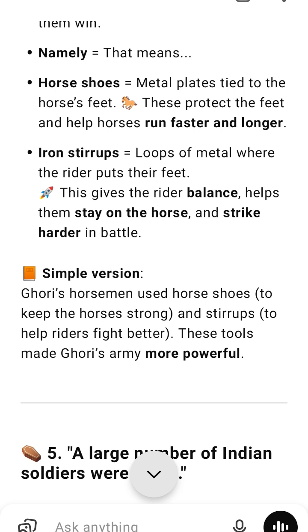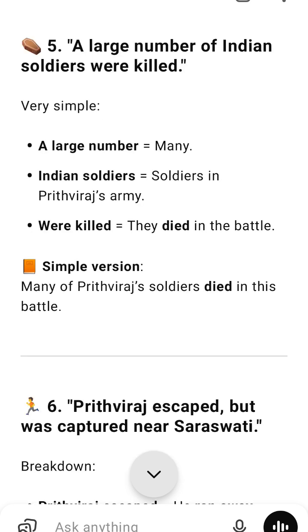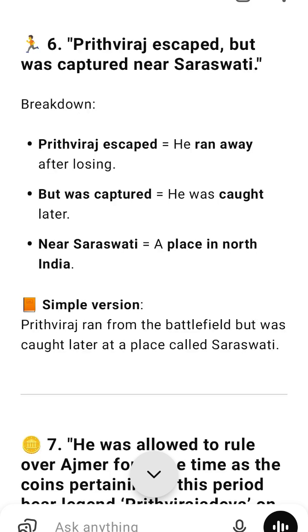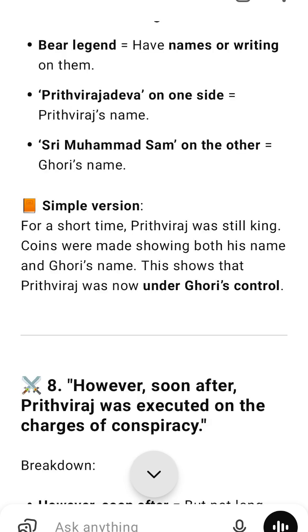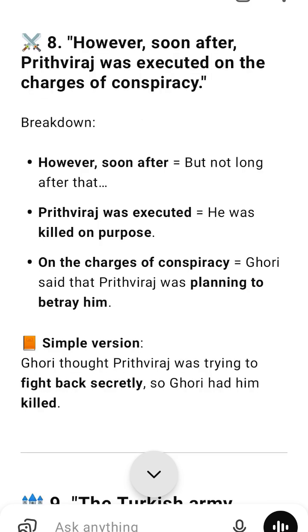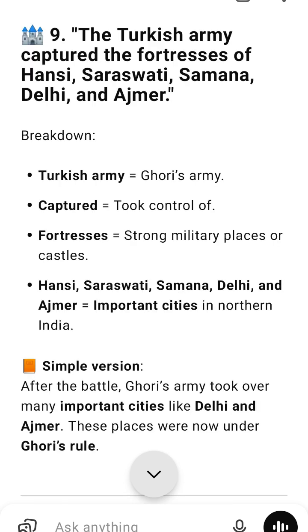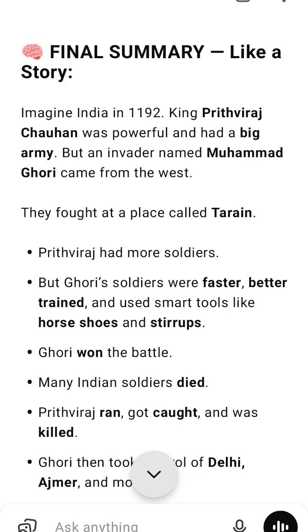What happened to Prithviraj Chauhan? Prithviraj escaped from the battlefield at first, but soon he was captured near Saraswati, a nearby town. Ghori spared his life for a short time and made him a puppet ruler of Ajmer. Coins from this period had Prithvirajadeva, his name, on one side, and Sri Muhammad Sam, Ghori's name, on the other side. This shows Prithviraj was allowed to rule, but under Ghori's control. Later, Ghori accused Prithviraj of plotting a secret rebellion, called a conspiracy. Ghori then had Prithviraj executed, killed.